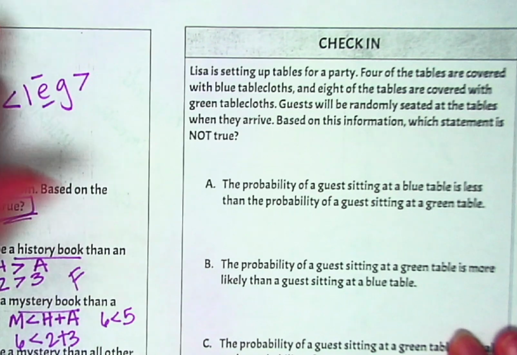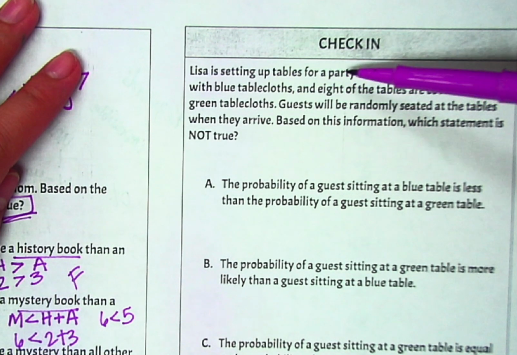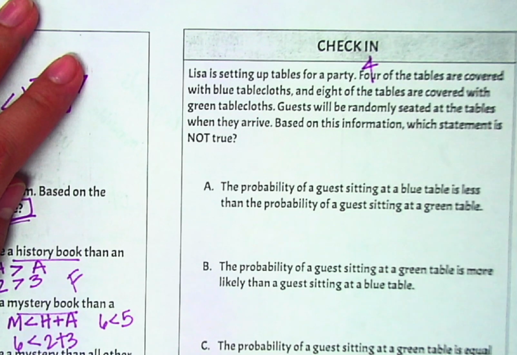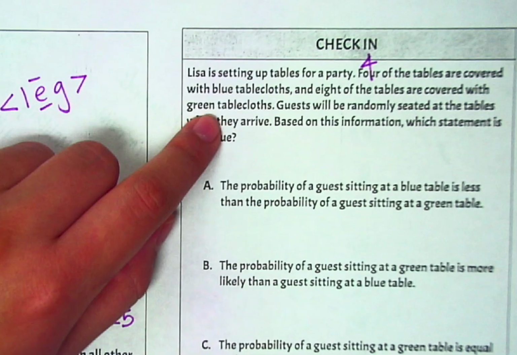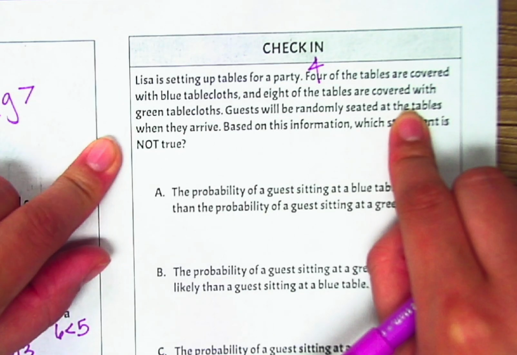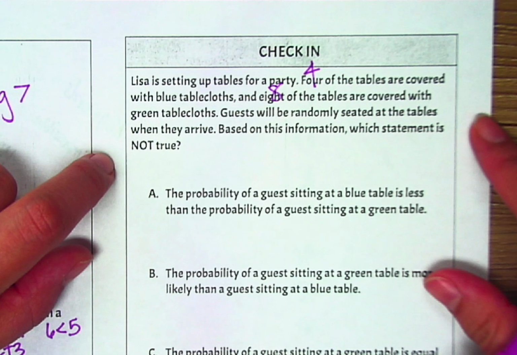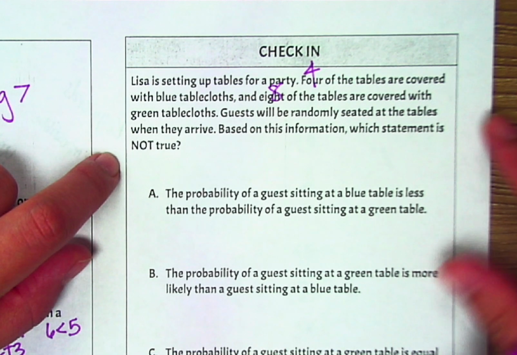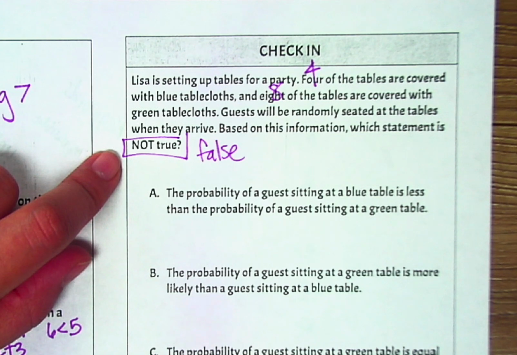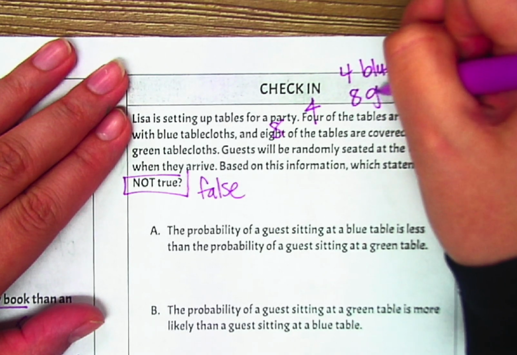The check-in, I'm going to read it for you and you are going to do it by yourself. I'm going to give you 4 minutes to do it. It says Lisa is setting up the tables for a party. 4 of the tables are covered in blue tablecloths. Now I'm going to put the 4 on top of that because that's confusing to me. I know they're talking about 4 blue tablecloths. And 8 tablecloths are covered with green. So we're going to put that 8 there. Guests will randomly be seated at the tables when they arrive. Based on the information, what is not true? If it's not true, I'm looking for false. Okay. So let's go ahead and write it out. 4 blue tablecloths and 8 green tablecloths.